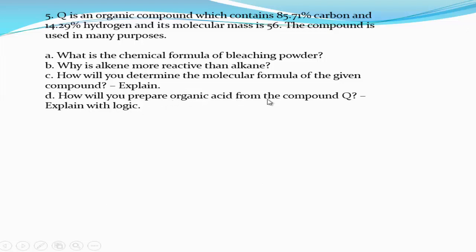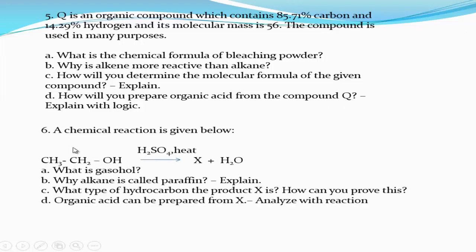How will you prepare organic acid from the compound Q? You know that compound Q will be only carbon and hydrogen, so this is actually butane. So from butane you can easily prepare butanoic acid. I have discussed this previously. Now more questions.